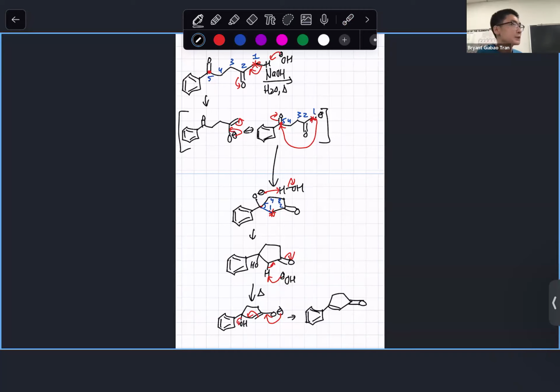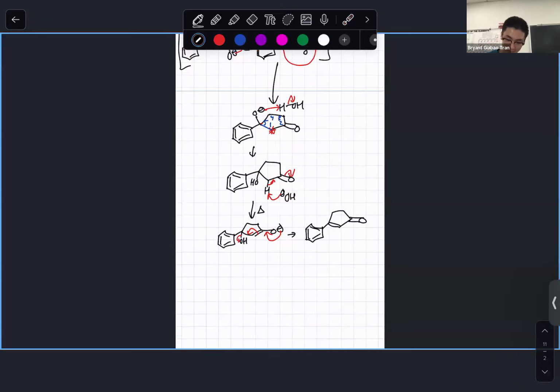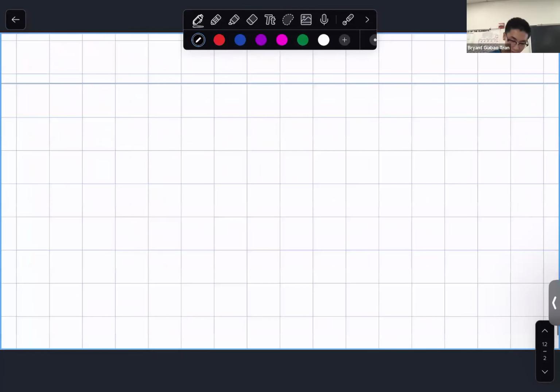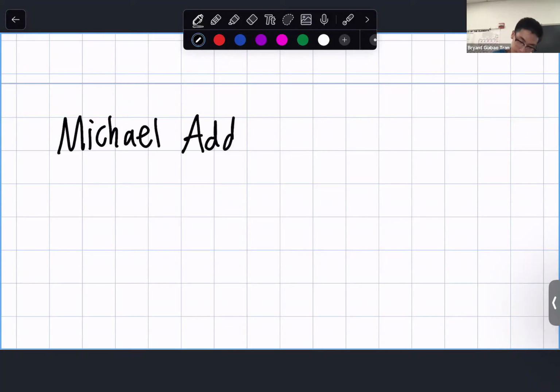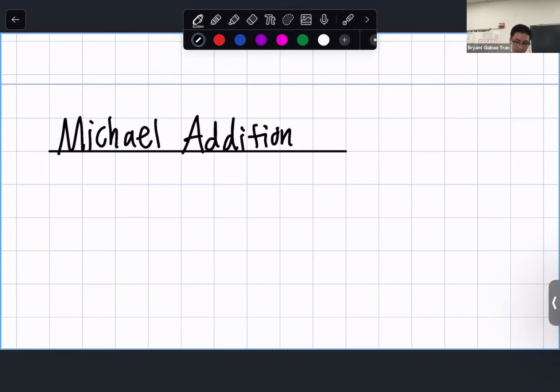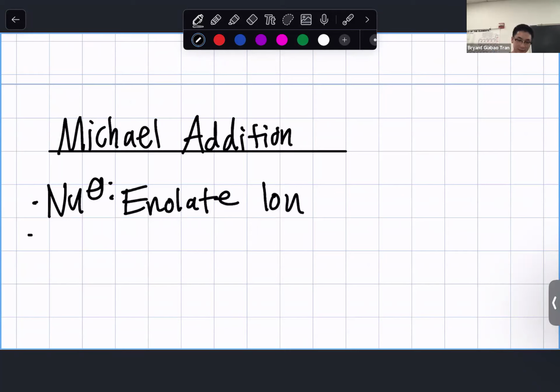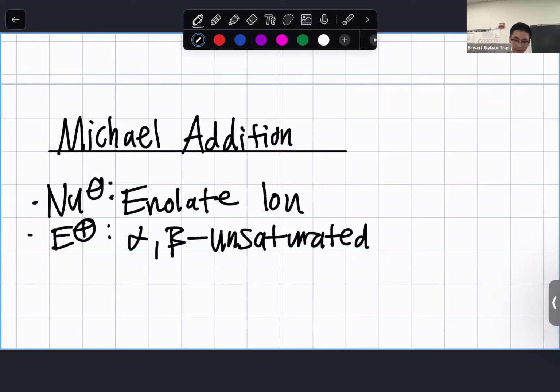Okay, let's do Michael addition. So to summarize this reaction, the nucleophile here is also going to be an enolate ion. The electrophile here is going to be an alpha, beta unsaturated carbonyl.